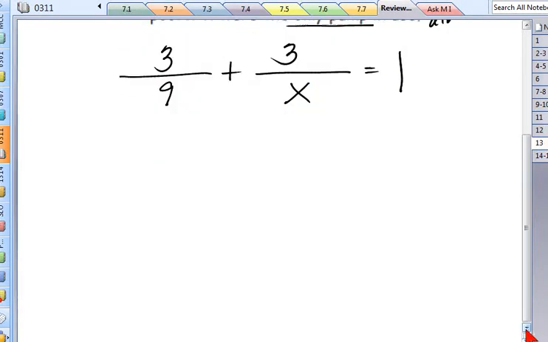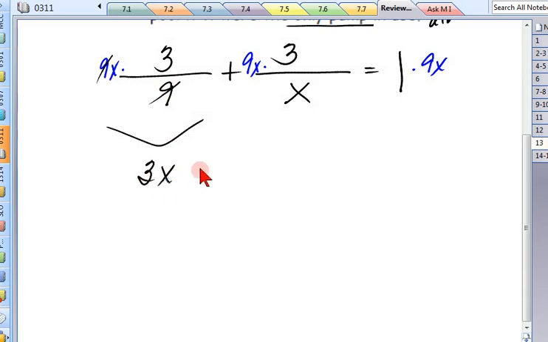What's the common denominator? 9x. So I will multiply 9x times each of these. In the first one, the 9's divide out, and I get 3x plus the second one, the x's divide out, and I get 27 equal sign, multiply 9x.